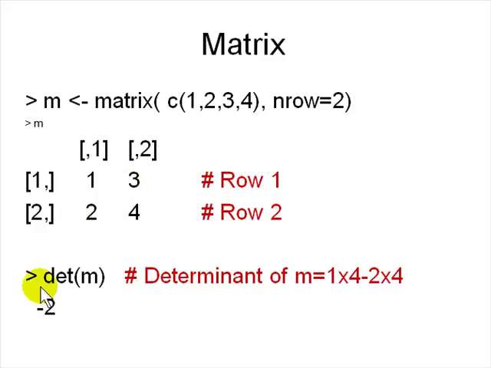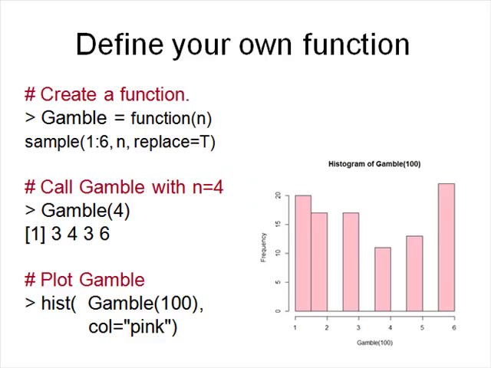And next thing you can do is create your own functions. We're going to look at a lot of details in later lectures, but this is just giving an idea of what all R can do. So we're going to create a function called gamble. You assign to the object gamble a function, and the function takes a variable n as a parameter, and it samples 1 to 6, n times, with replace equal to true.